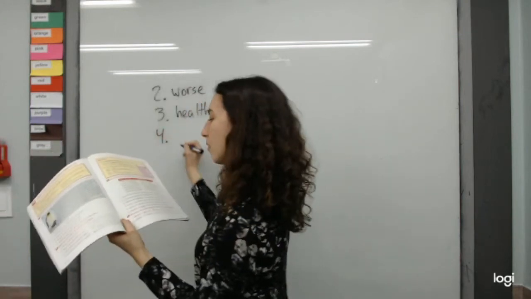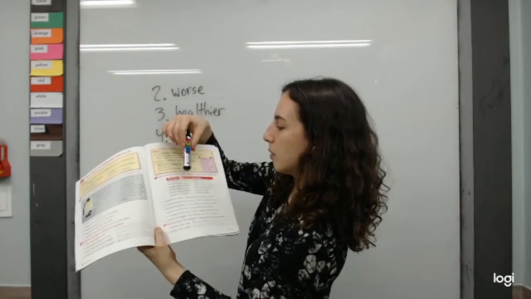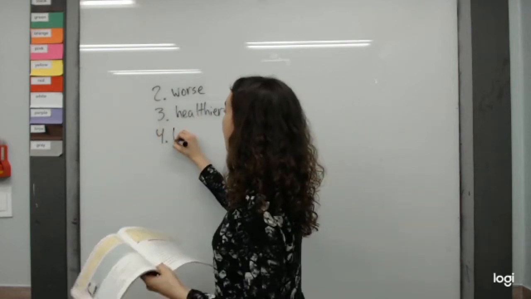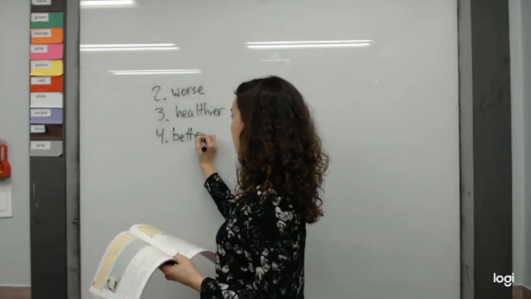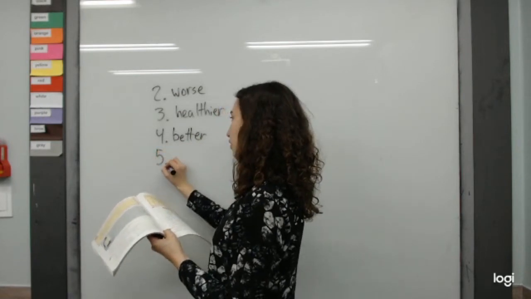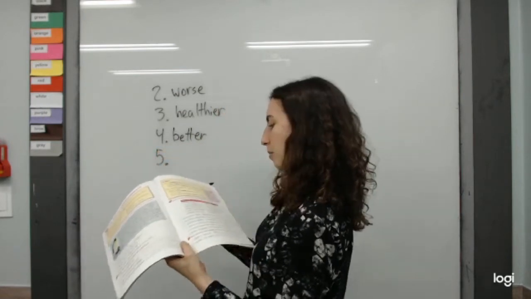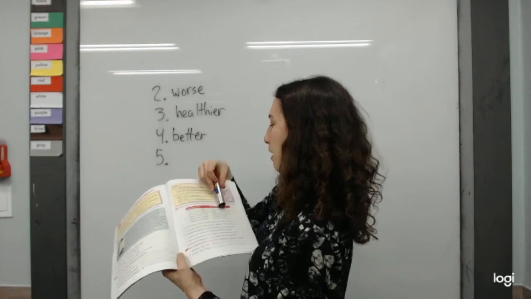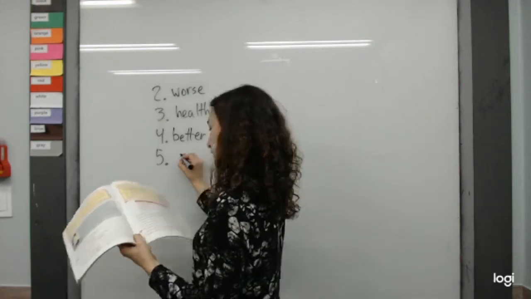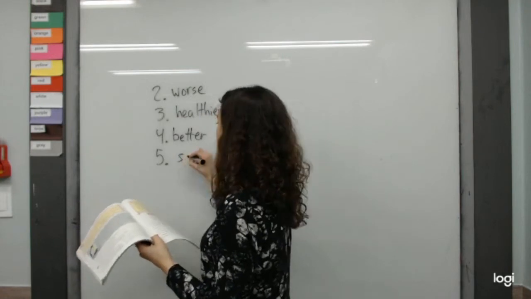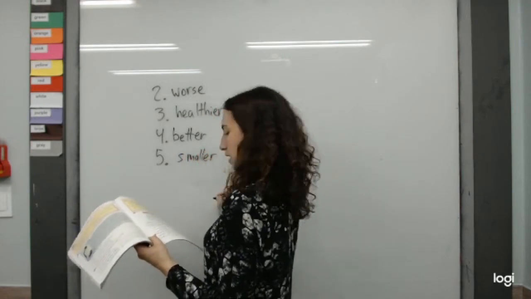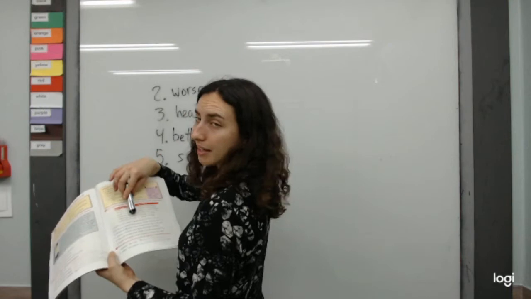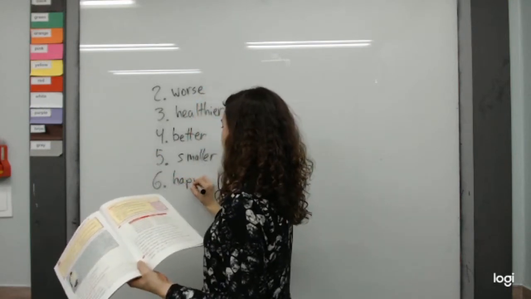Number 4, animals, food, past now have good food, past they have bad food. So they have more good or better food. Number 5, in the past, animals lived in small cages, and now they live in big cages. So, in the past, they lived in smaller, more small places. And number 6, animals now happy and past unhappy. So we can say happier.